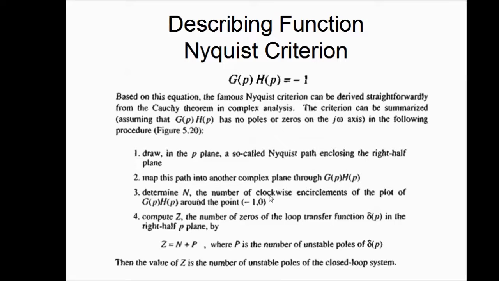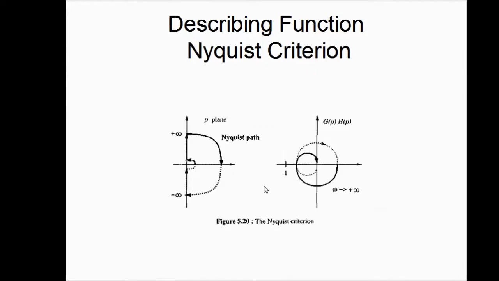Determine n, the number of clockwise encirclements of the plot of GH around the point -1, 0, because that happens to be the right-hand side of our characteristic equation. Compute z, the number of zeros of the loop transfer function delta p in the right half plane by this equation, where p is the number of unstable poles of delta p. The value of z is the number of unstable poles of the closed loop system. So this is the Nyquist criterion. This is the Nyquist path, and this is the Nyquist plane. You have GH plotted for this contour on the p-plane.